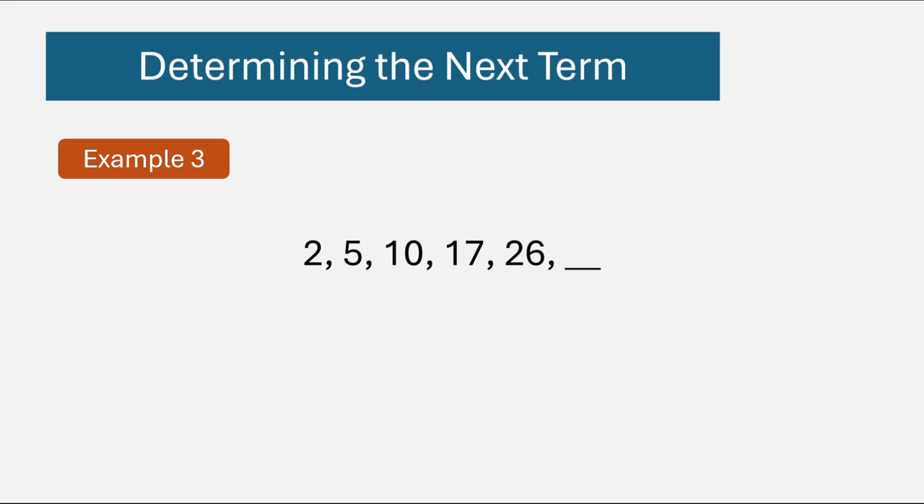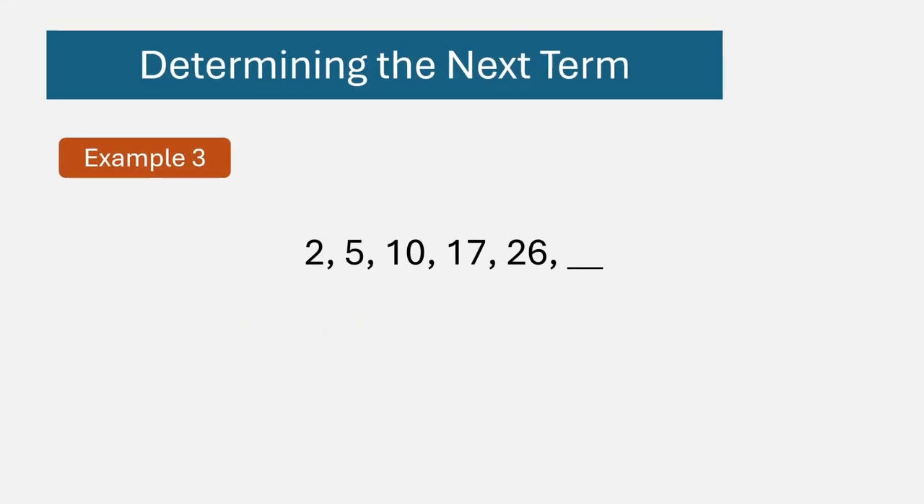Example number 3: 2, 5, 10, 17, 26. Okay, there is a little bit of a challenge here. So what happens now is 2 to become 5 is added by 3. 5 to become 10 is added by 5. 10 to become 17 is added by 7. So you see the pattern? The differences are 3, 5, 7, 9. So for short, odd numbers are being added to each term. So what will be the next? Since 17 becomes 26 by adding 9, and since these are odd numbers, the next odd number is 11.